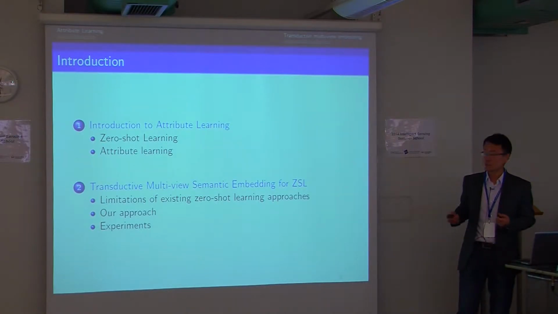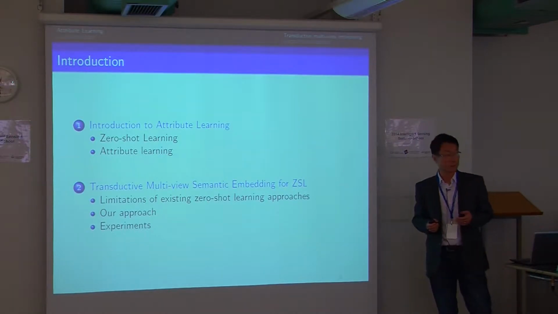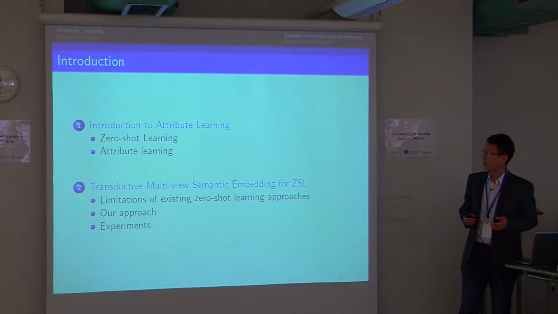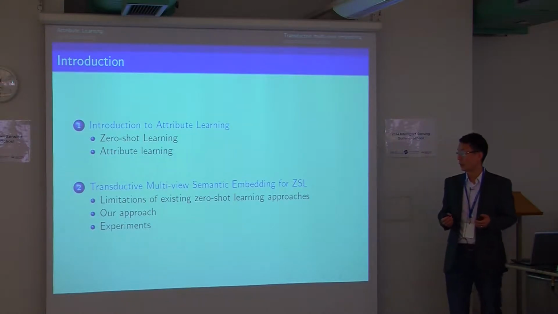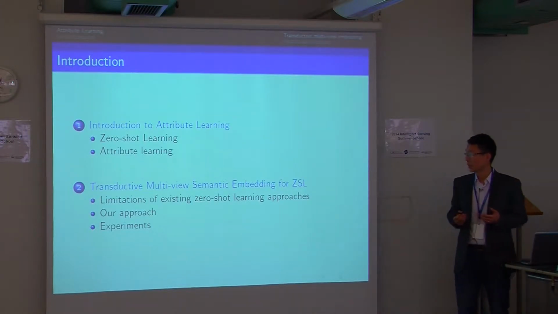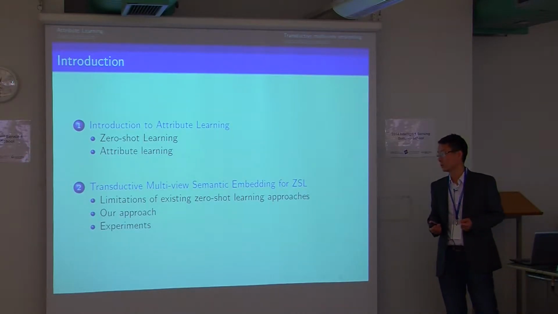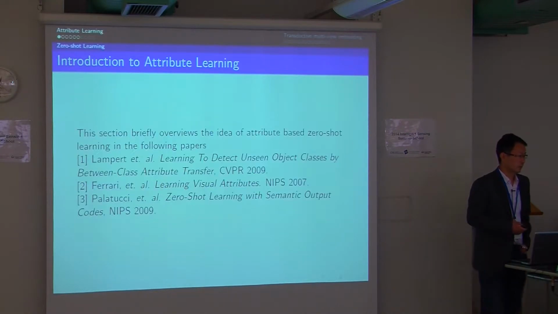And I will focus on a specific technique, which is called attribute learning, which is one approach to zero-shot learning, which has become very popular in the past 3 to 4 years. And then I will talk about the recent work done in our group, which is to look at the limitations of existing zero-shot learning based on attributes, and we propose a particular technique to address those limitations. And in the end, I will present some experiments.